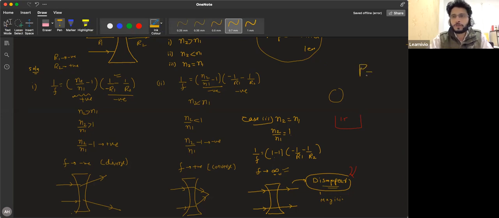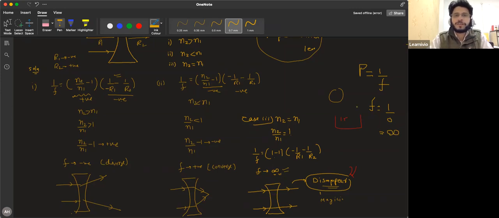So power is 1 by focal length. If power is 0, then what about focal length? How much is focal length now? If P is 0, then how much is F? Infinite. Yeah, F will be 1 by 0, and 1 by 0 is infinite. So if you have a lens having 0 power, that means its focal length should be infinite.